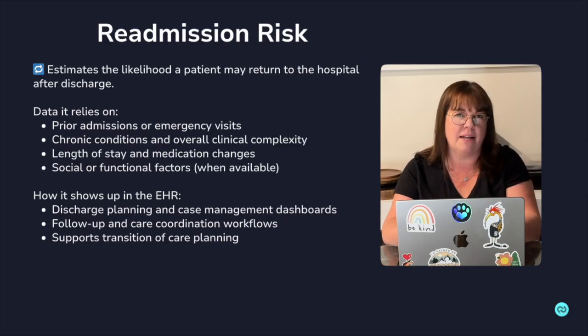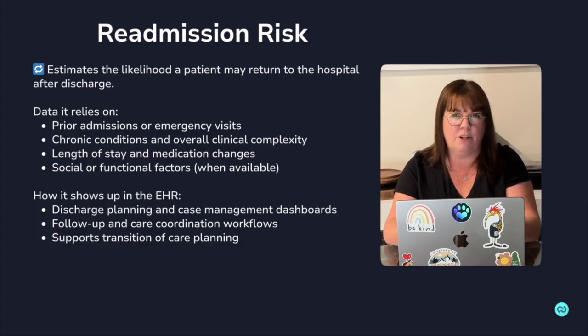The last one that we'll look at today focuses on a patient's readmission risk. These scores are used to estimate the likelihood that a patient will return to the hospital within a defined period of time when you're not expecting that they would need to. Usually that time frame is around 30 days. They consider factors such as prior admissions, number and severity of chronic conditions, length of stay, medication complexity, and when available, social and functional considerations that may impact recovery at home.